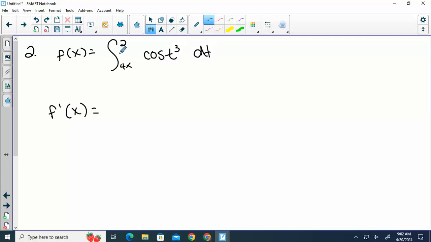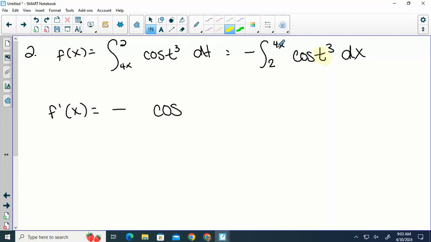We know a derivative and an integral cancel each other using the fundamental theorem of calculus. But it has to be set up correctly. It has to go from a number to a variable. So if I need to flip this, we just put a negative in front, and we can go from our number to our variable. The derivative would cancel the integral and the dx. So we have our negative, we have our cosine. In that process, the t would get switched to the 4x.